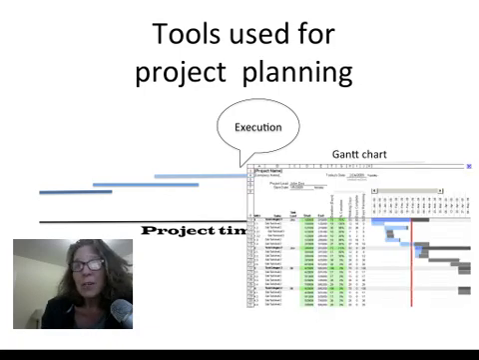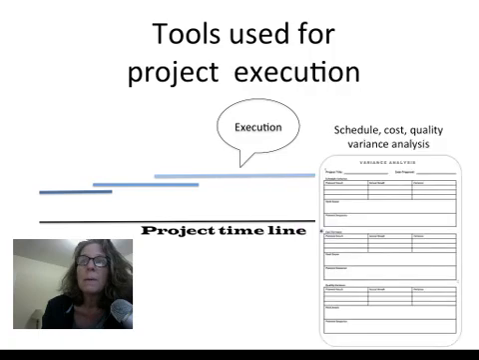The next thing is also a Gantt chart. I showed you this in the planning phase, but a Gantt chart is also used in the execution for controlling the project. Then also you might want to look at schedule, cost, and quality variance. So looking at where you are right now in the project and how that is according to plan. So the actual versus the plan. And you want to look at it in all three of these dimensions.